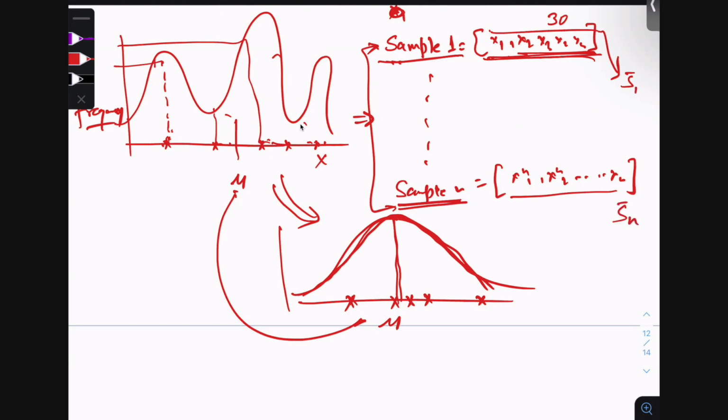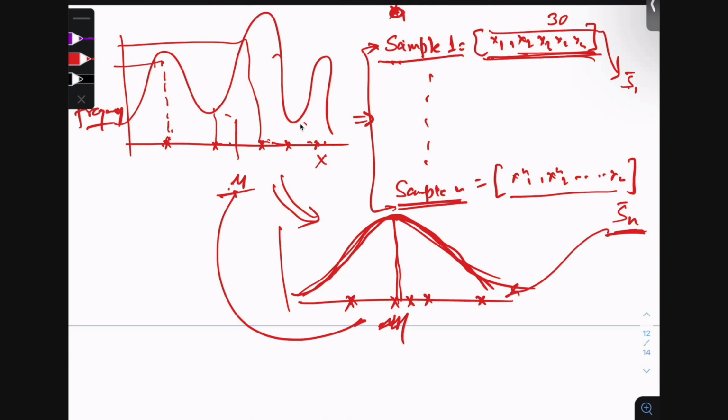This is the S1 bar, this is the Sn bar. And what we are doing is plotting S1 bar till Sn bar. What shape of this sampling distribution will be? This will be a Gaussian distribution. And what will be the mean of this sampling distribution? For a very large number of samples, it will approach your population mean. This is what the central limit theorem says.